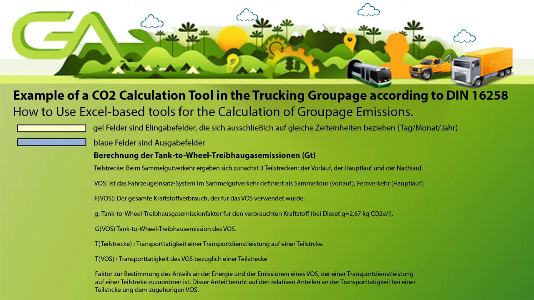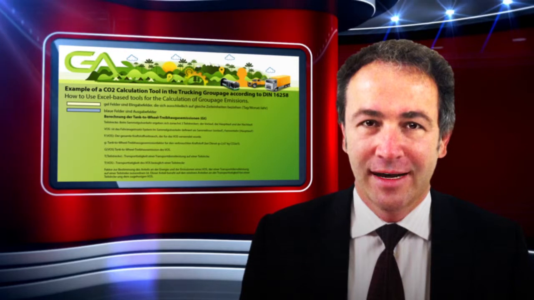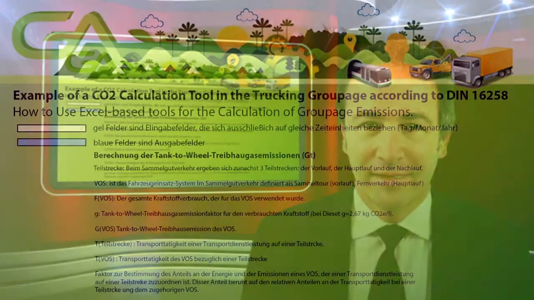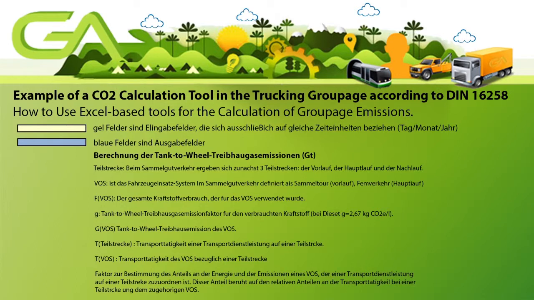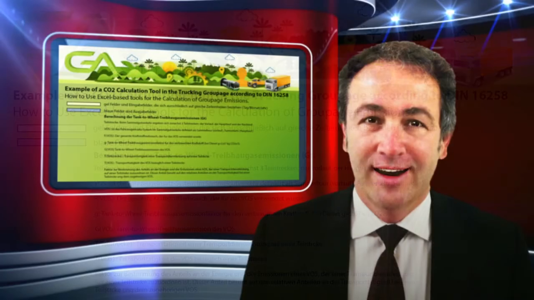As a fifth value, we must mention the GVOS, which represents the tank-to-wheel greenhouse gas emissions of VOS. The TVOS value, however, is based on the transport activity of the VOS on a partial section. The last two values, T and S, then, respectively, stand for the transport activity of a transport service on a flight stage, or T, and for the factor of determining the energy and emission proportions of a partial section of a transport service VOS. This percentage is based on the relative proportions of the transport activity of a part of the journey and its associated VOS.